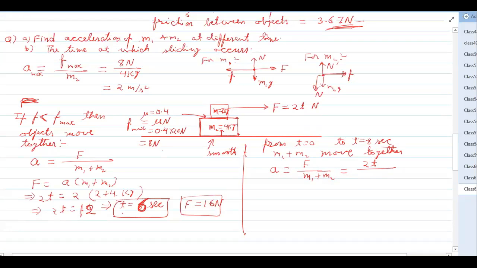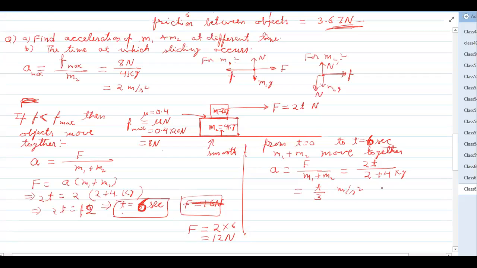So if it is 6 seconds, then F will be how much? F will be 2 into 6, so 12. Okay, 12 Newton. So A is F by m1 plus m2, so 2t by m1 plus m2. So m1 plus m2 is how much? M1 is 2 kg, m2 is 4 kg. So we are getting t by 3. T by 3 will be the acceleration.